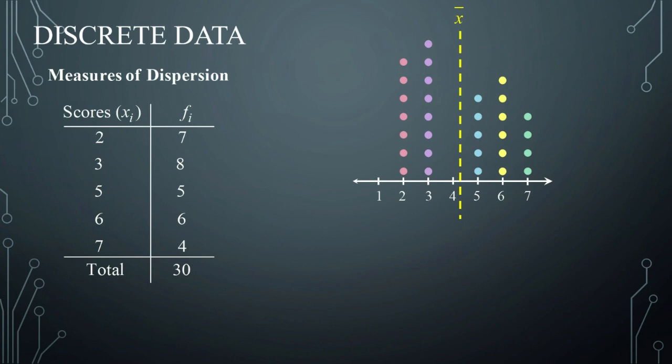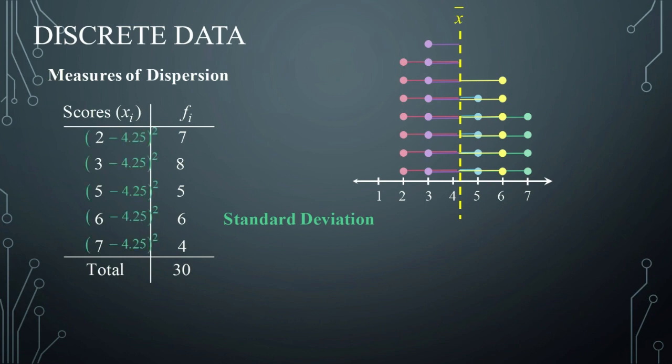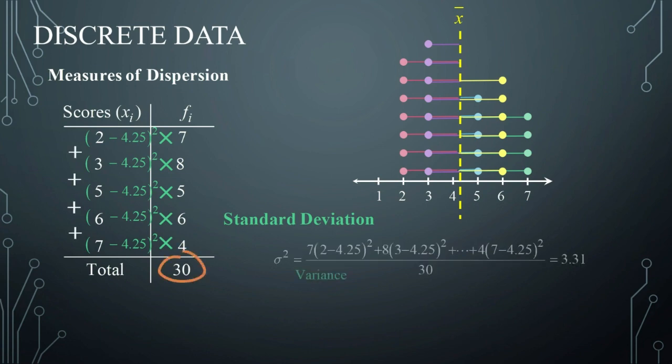Now, the last measure of dispersion we will see is the standard deviation. The standard deviation finds the average of the distances between the data values and the mean. That is done by subtracting the mean from each data value, squaring these differences, and multiplying each by its frequency. Add them and then divide by the total. That gives sigma squared, which is the variance of the distribution. And then finding the square root of the variance gives the standard deviation.